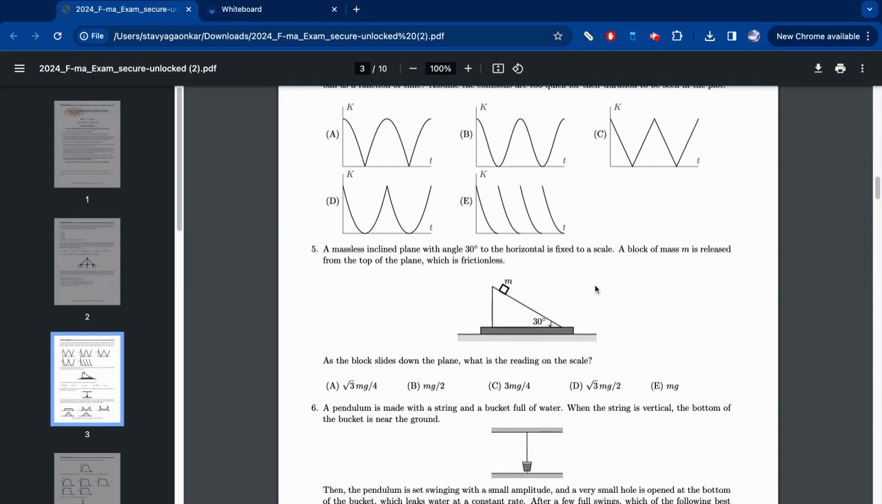Okay, moving on to number 5. A massless inclined plane with angle 30 degrees to the horizontal is fixed to a scale. A block of mass m is released from the top of the plane, which is frictionless. And so we want to know what the reading on the scale is as the block slides down the plane.